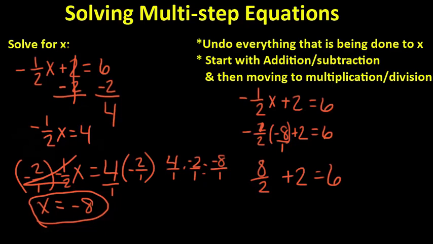8 over 2 is essentially 8 divided by 2. That is 4, plus 2 is equal to 6. 4 plus 2, 6 is equal to 6. So you know you have the right answer.